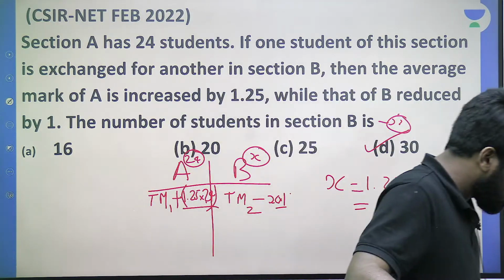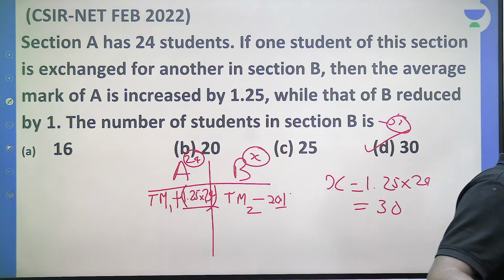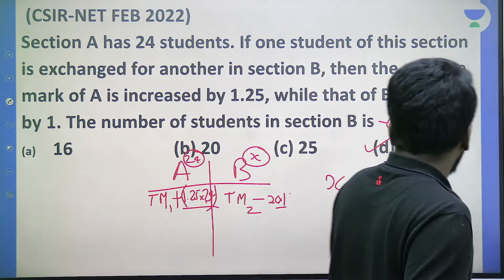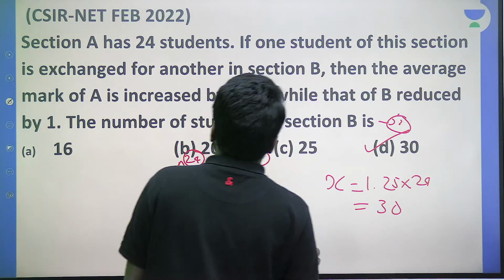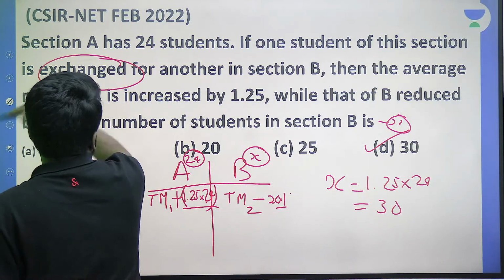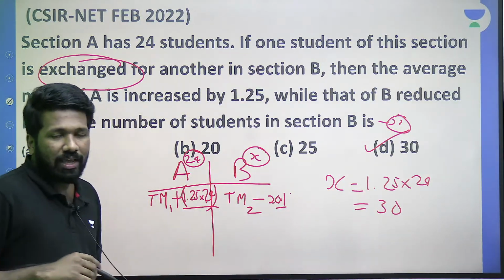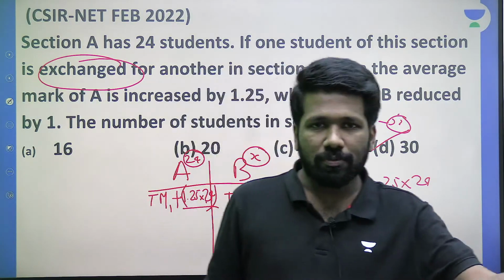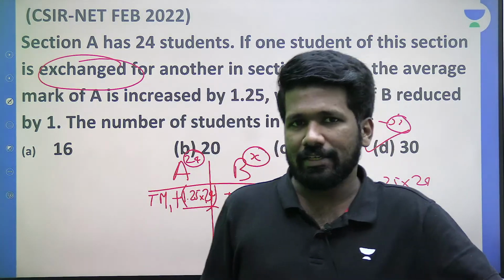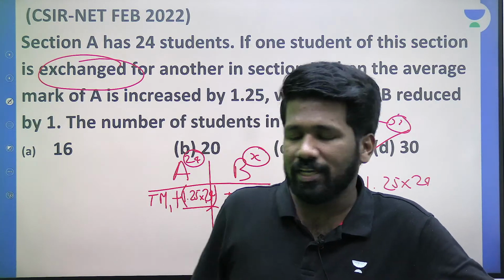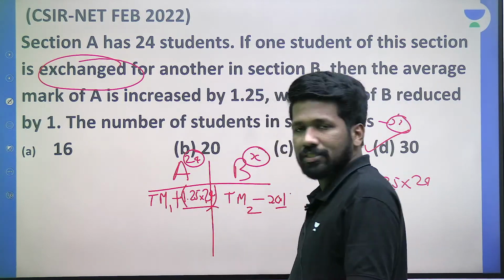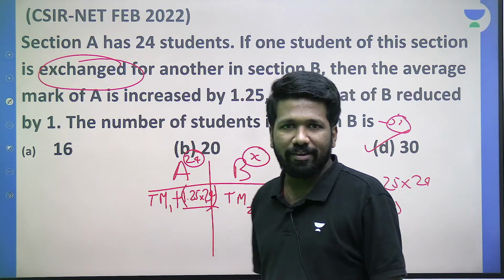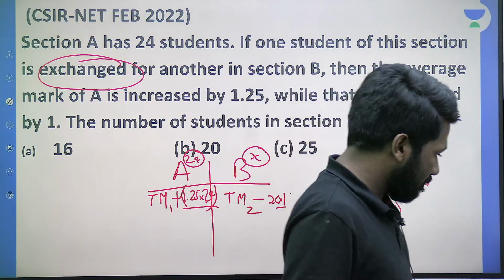How many of you understood this? And those of you who have doubt, can you specify which step you have doubt on? The most important thing is it is an exchange being done. It is not like A is introduced with one student and B is introduced with another student. Then you cannot find the answer. Only because it's an exchange we can equate this and this. Otherwise you cannot equate, because TM1 and TM2 are different values. It is not necessarily the same.